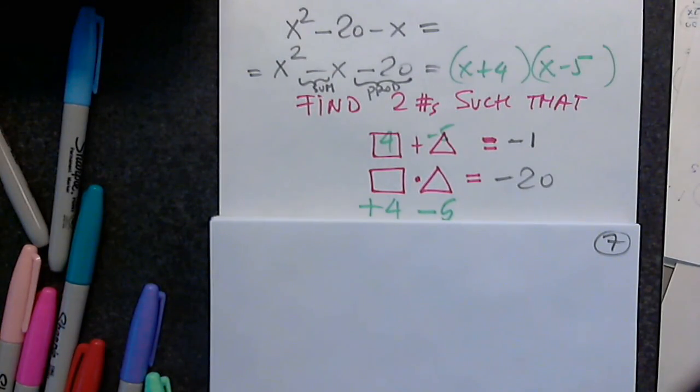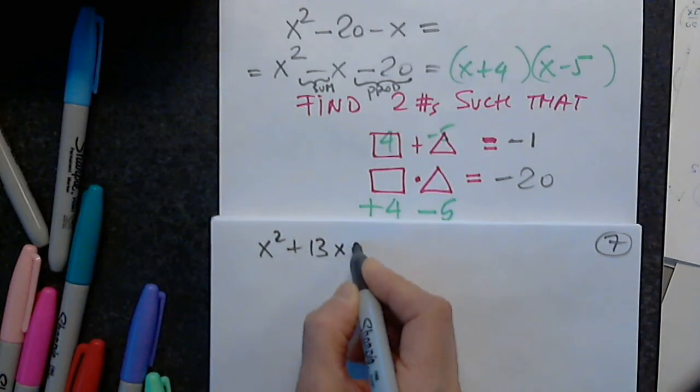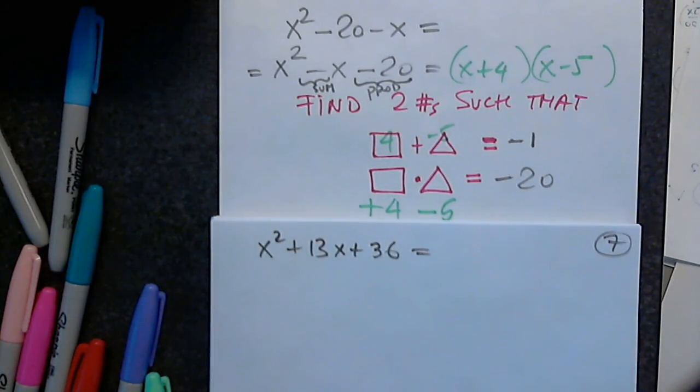Next one. X squared plus 13x plus 36. Is this a trinomial?